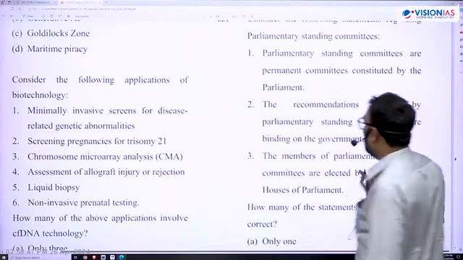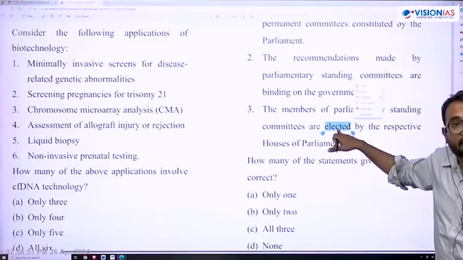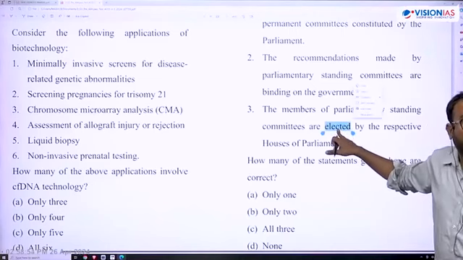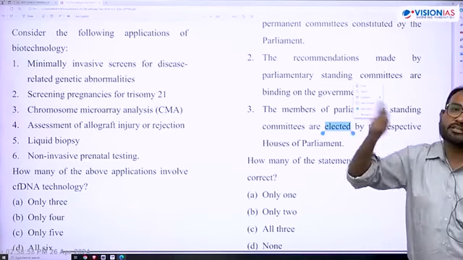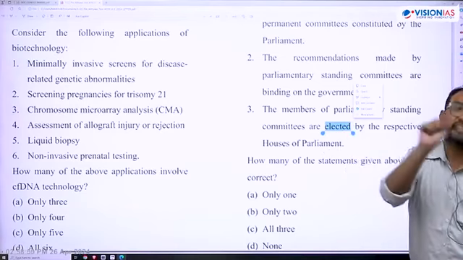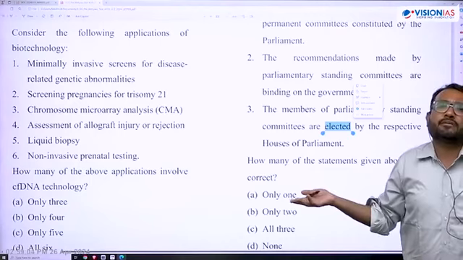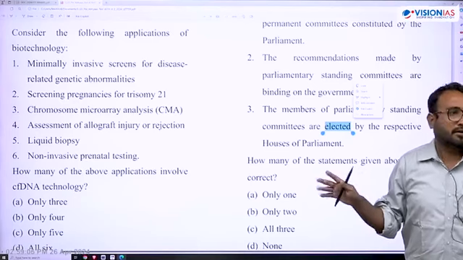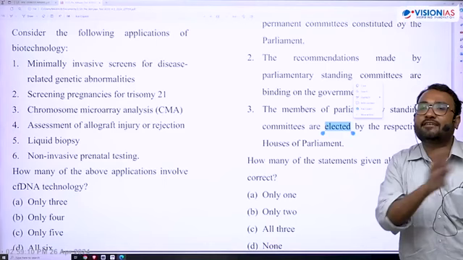So, members of parliamentary standing committees are elected? No, standing committee members are nominated by the Speaker and Chairman. If this were the Public Accounts Committee, Committee on Public Undertakings, or Estimates Committee, then we would have said they are elected. But in DRSC, why? Because everyone will get a chance. Getting my point? So here there are 24 committees.